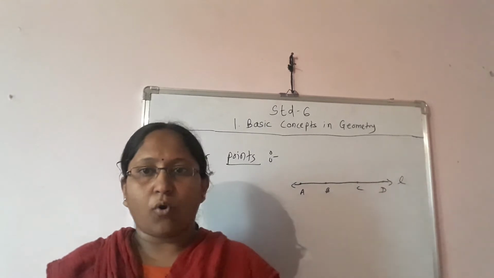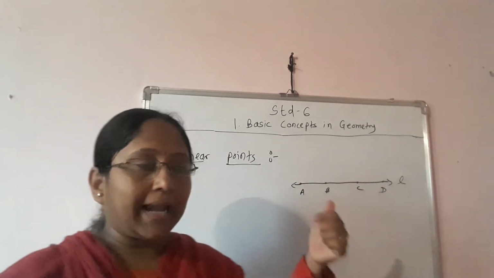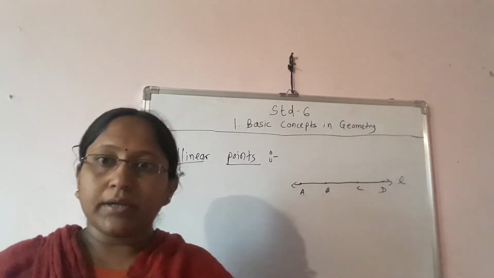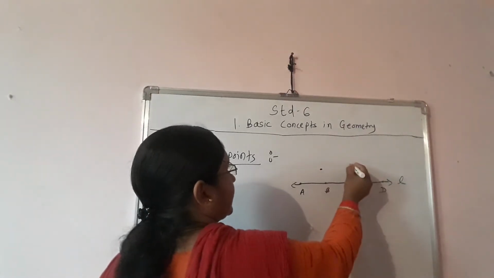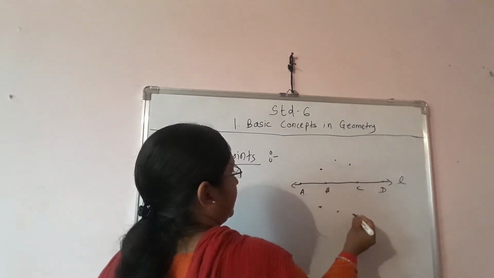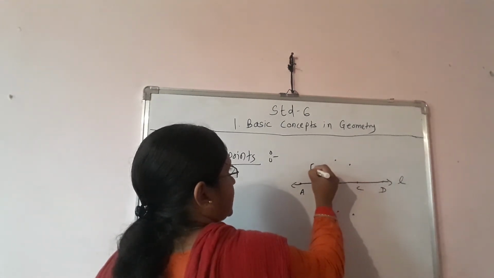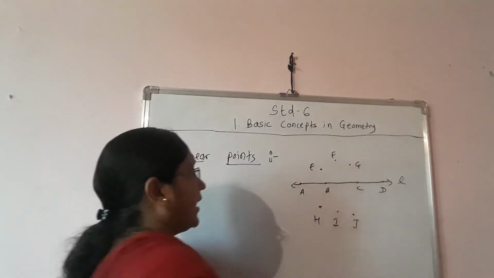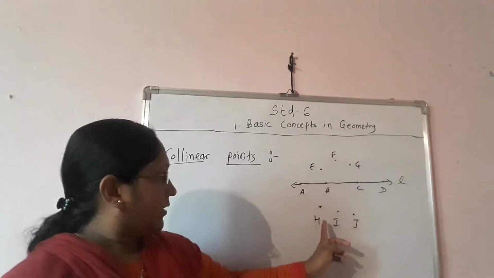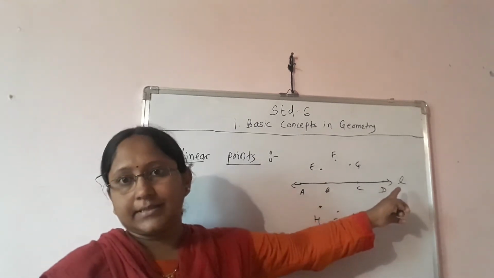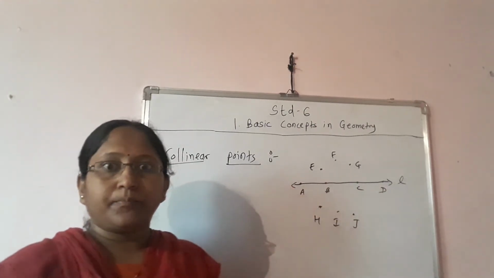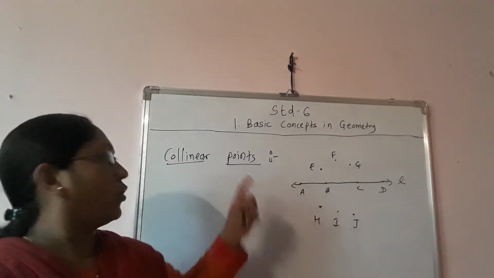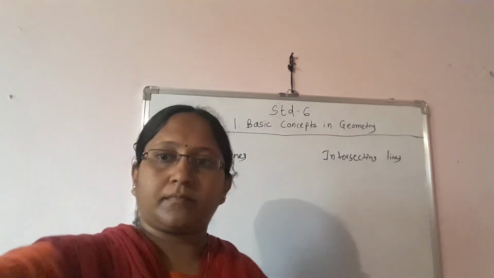And points which do not lie on that line are called non-collinear points. Suppose here some points are given. Suppose E, F, G, H, I, J. These points don't lie on this single line, so these points are called non-collinear points.